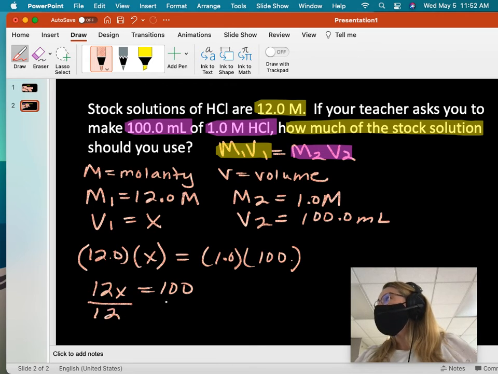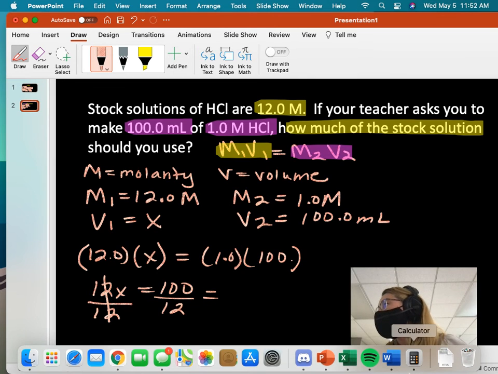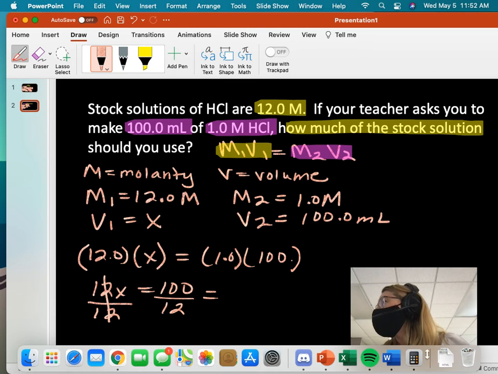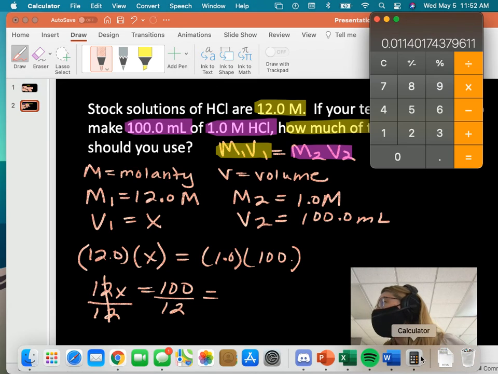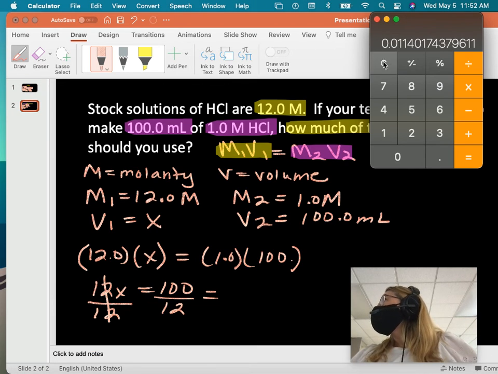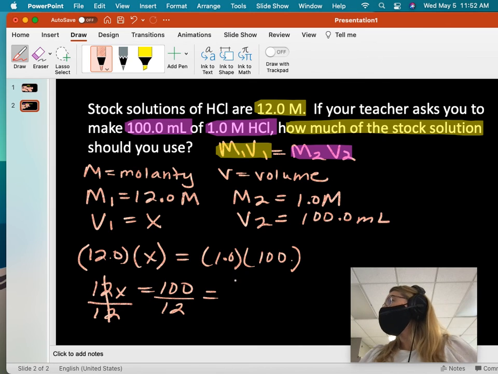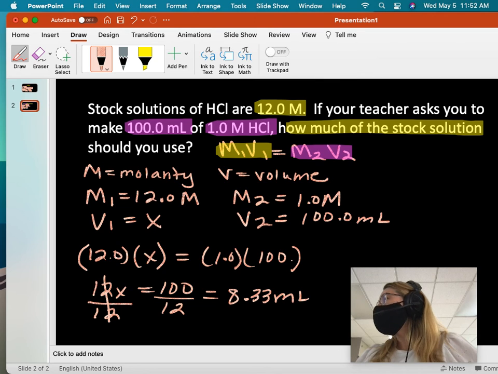As usual, to solve for x, we're just going to divide by whatever it's being multiplied by. You can cancel that out, and so we have 100 divided by 12, which gives me 8.33. So it would be 8.33 milliliters.